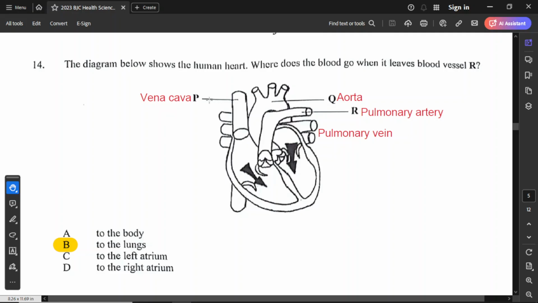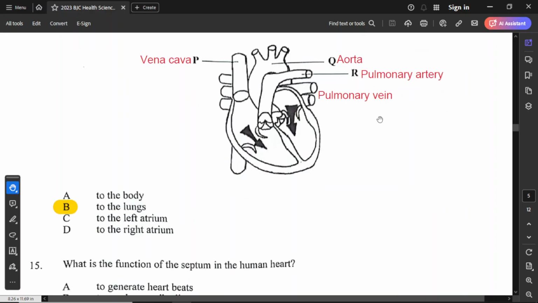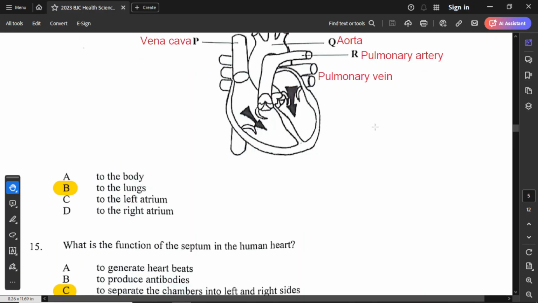Notice the labelings: P is the vena cava coming from all over the body into the atrium first, then into the ventricle. This side is the right side of the heart. Just make note of that. So the vena cava goes into the right atrium, then into the right ventricle, and then to the lungs. Q is the aorta that will bring blood all over the body. The one not labeled here with any line is a pulmonary vein that is taking blood from the lungs, and that blood will be oxygenated blood. Also remember the pulmonary vein is the only vein that carries oxygenated blood, and the opposite is true for the pulmonary artery.